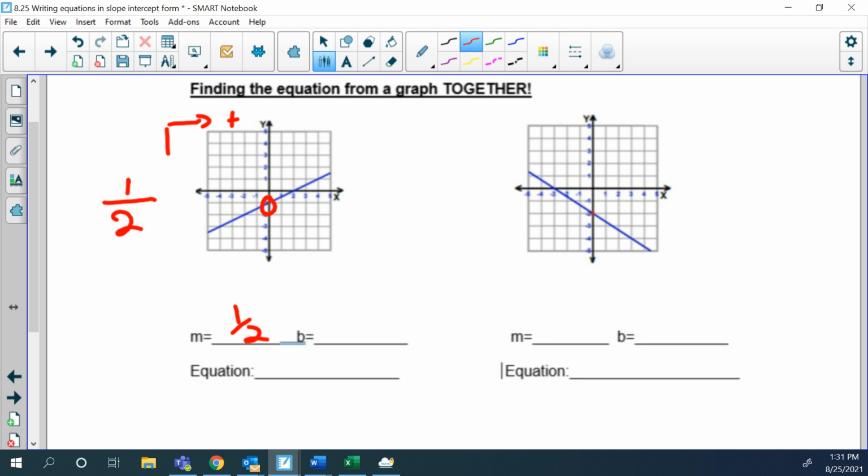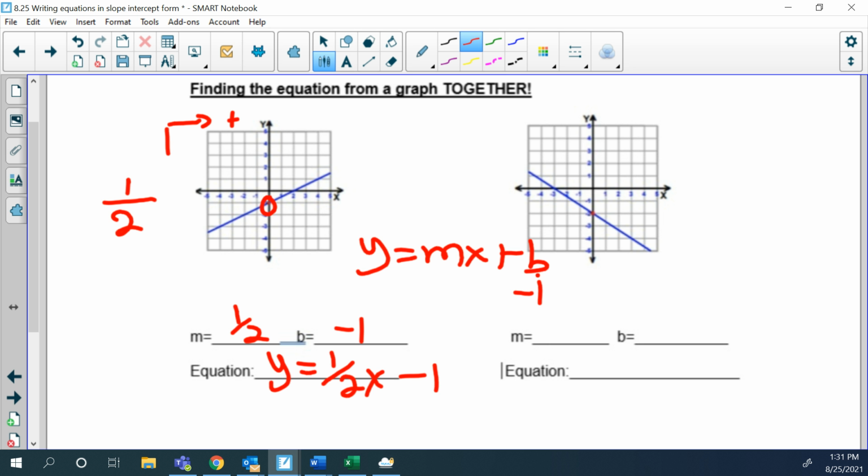My y-intercept, if you look at the graph, is where the line crosses the y-axis. It's right there, and that is -1. So my equation is going to be y is equal to 1/2 x minus 1. I just replace this. Remember, this is the equation y equals mx plus b. My b is now -1, and my m is now 1/2. So that's how we get the equation.